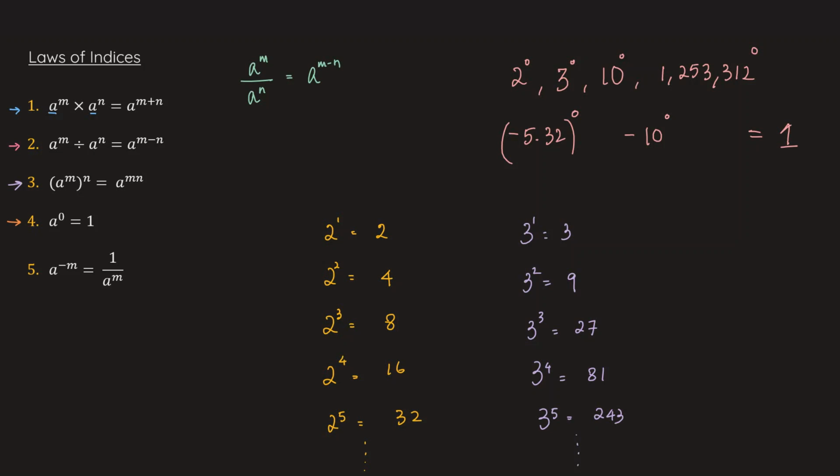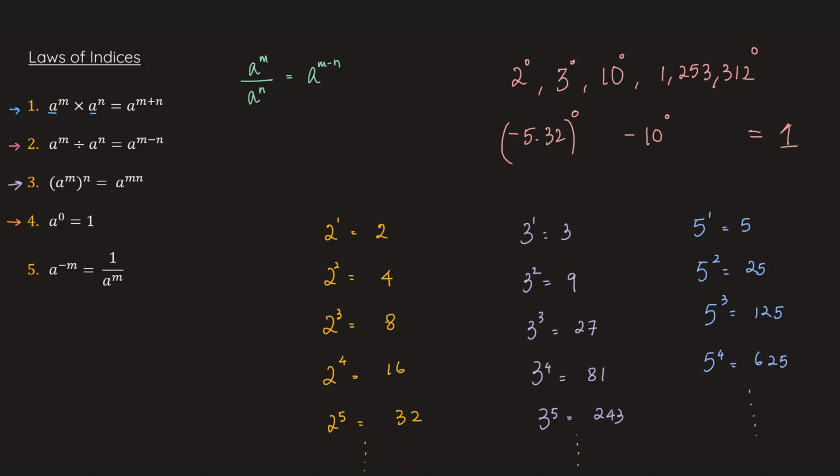Let's go for one more base. 5 to the power 1, that is 5. 5 to the power 2, that is 25. 5 to the power 3, that is 125. 5 to the power 4, that is 625, and so on. Alright, now let's go ahead and see the pattern of the answers from backwards.